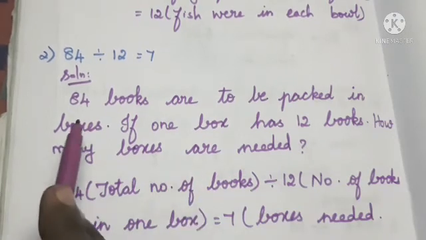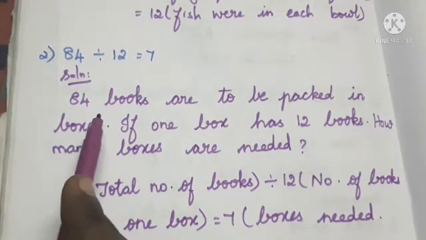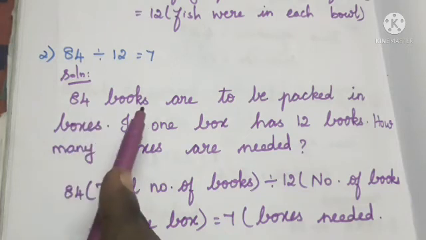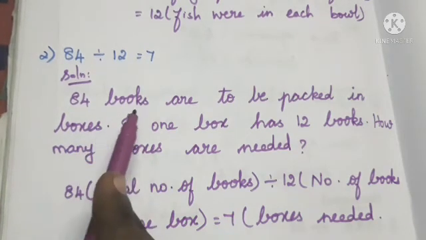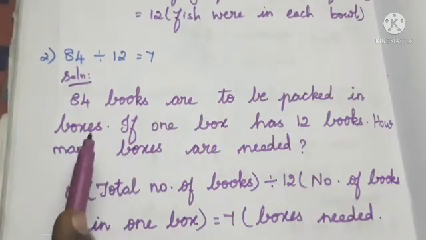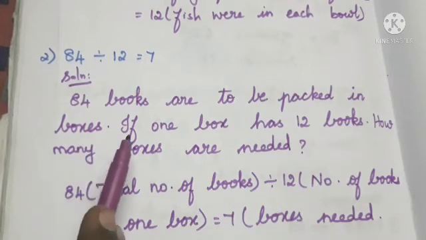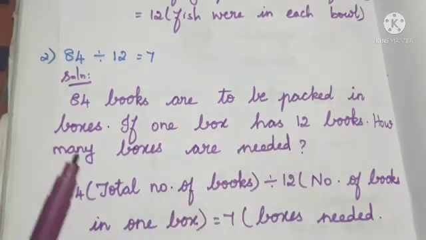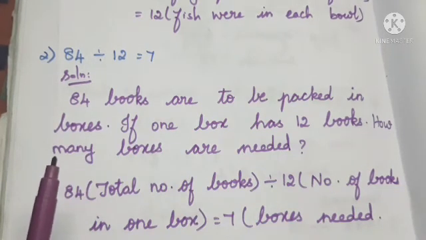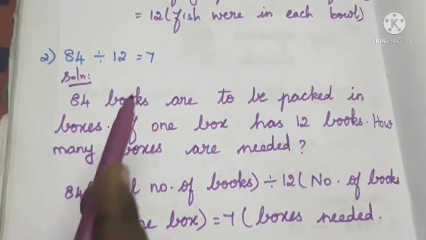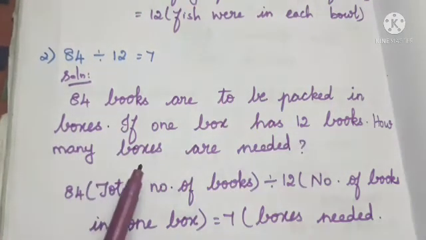Totally, there are 84 books available. These 84 books have to be packed in boxes. If one box has 12 books, that is, if they keep 12 books in a box, how many boxes are needed?